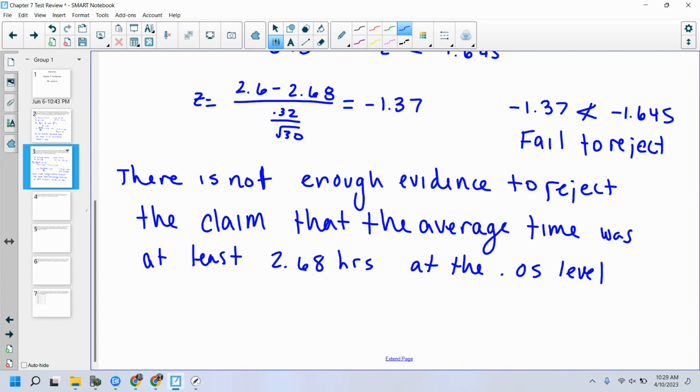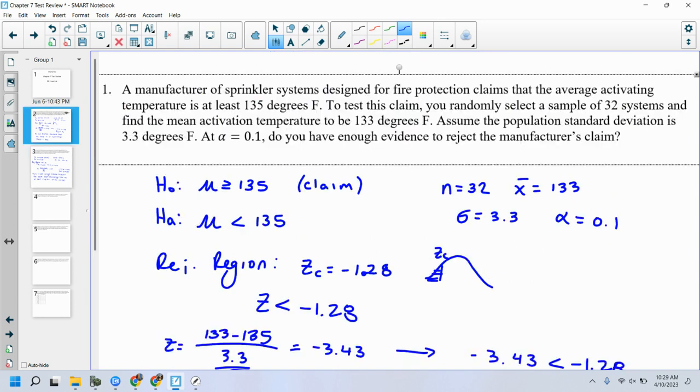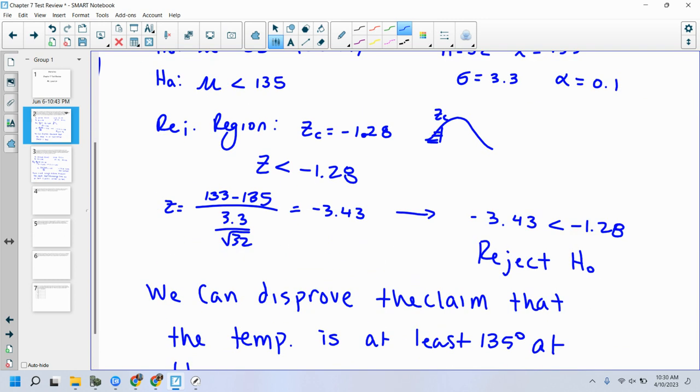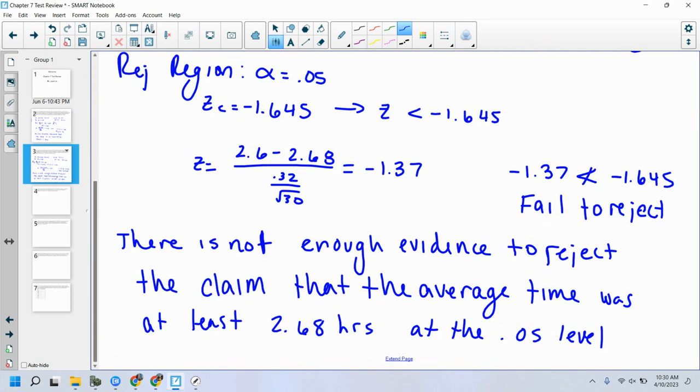Maybe if it was at the 0.1 level, we could have rejected it. What was the rejection region? Yeah, negative 1.28. Would I have been able to reject it at the 0.1 level? Yeah. But because I went for a stronger statement, I failed to reject. Questions about that?